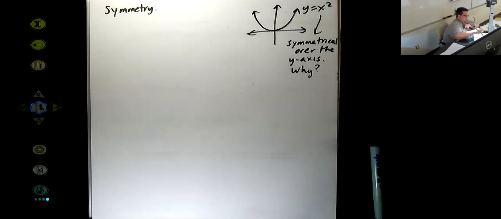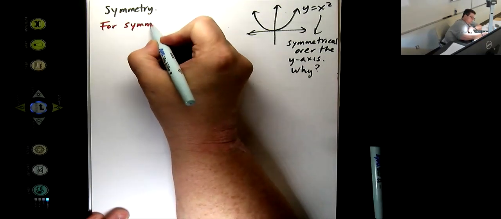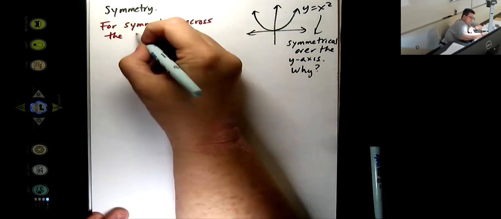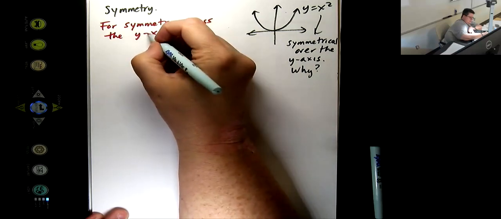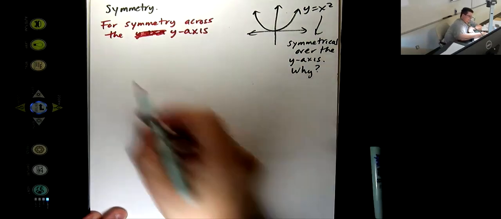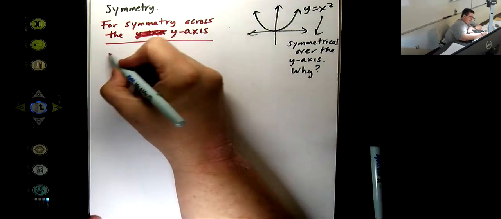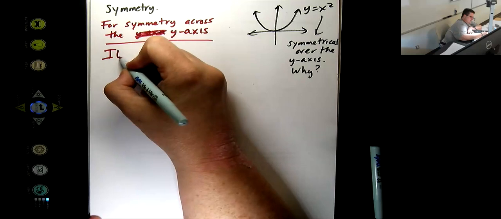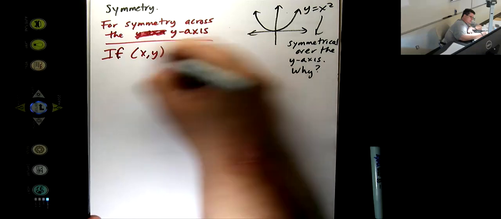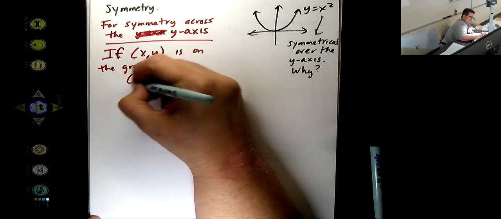This is what happens with symmetry. For symmetry across the y-axis. You would think I'd be able to spell y-axis, but clearly I am not an English major. If xy is on the graph, so is -x, y.